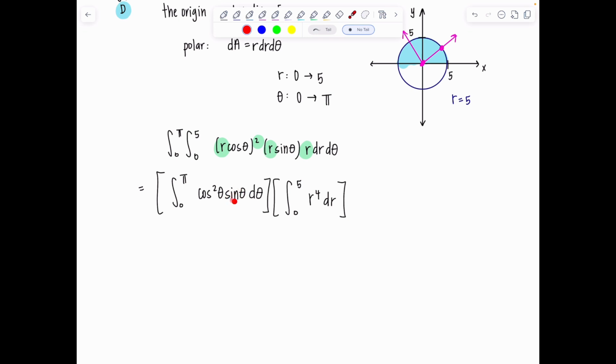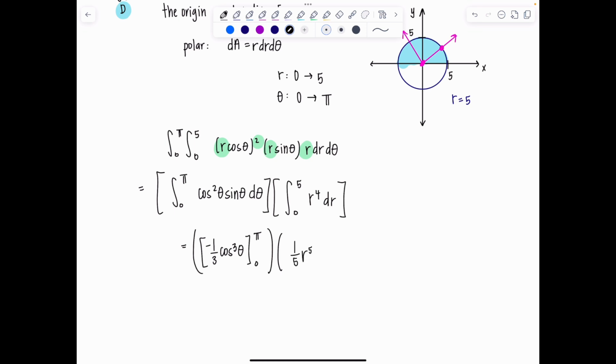since I have just this one odd term out, sine theta, we would let u be cosine theta, right? Then du would be negative sine theta d theta. I'm just going to do the u sub in my head because I don't feel like switching these limits of integration. So negative u squared, antiderivative would be negative 1/3 u cubed. So this is going to be negative 1/3 cosine cubed theta, evaluated from 0 to pi, times, and then over here we're going to have 1/5 r to the 5th, evaluated 0 to 5.